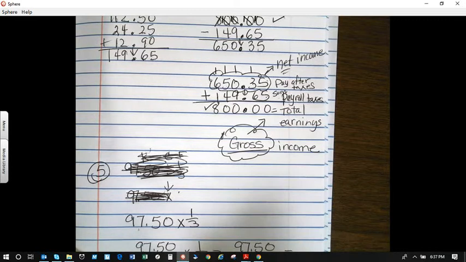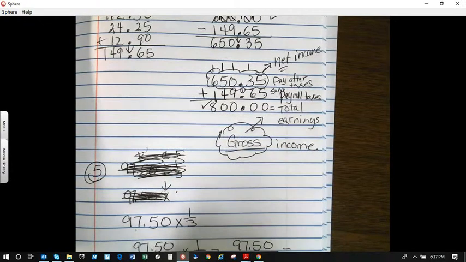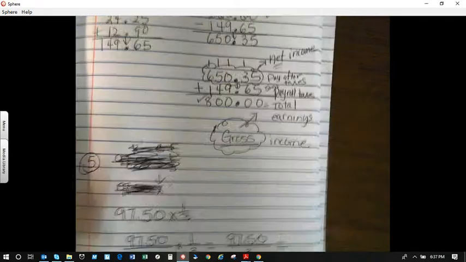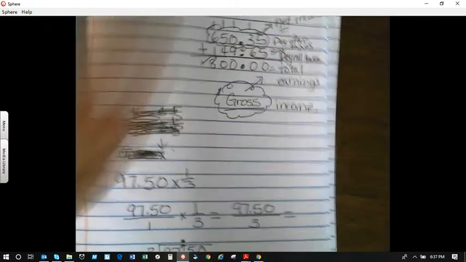And so now I'm going to divide. This is where you're dividing. And remember that when you're dividing decimals, you're going to bring your decimal straight up and then forget about it. Okay, so now you're done. Can y'all see that? Sorry about that.